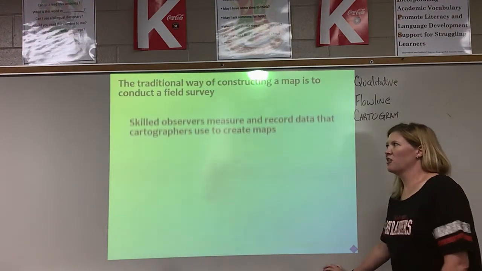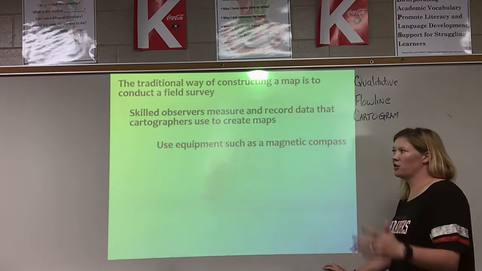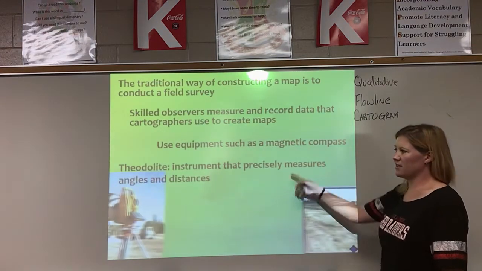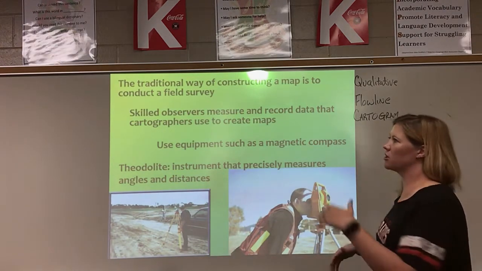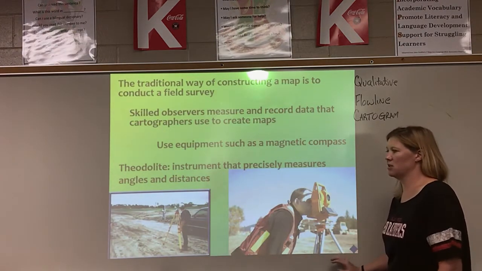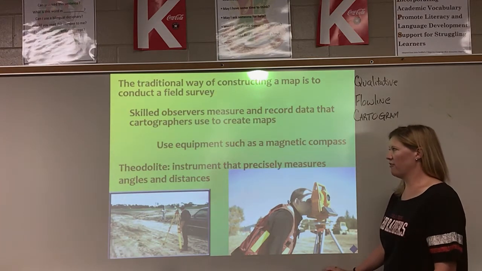This is just talking about how you would construct a map. So you go out, you do a field survey, you use this fancy thing called the theodolite, which helps measure the curvature of the earth and the actual distance and angles and all that fancy stuff.